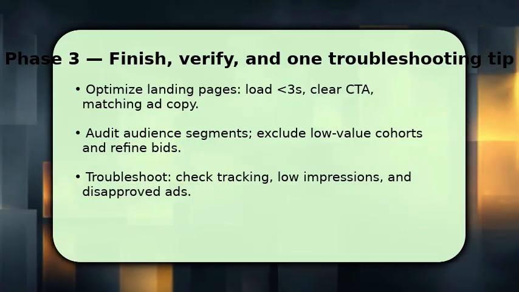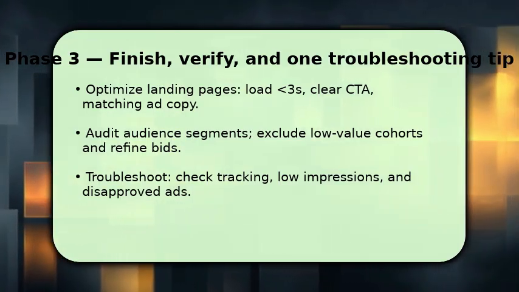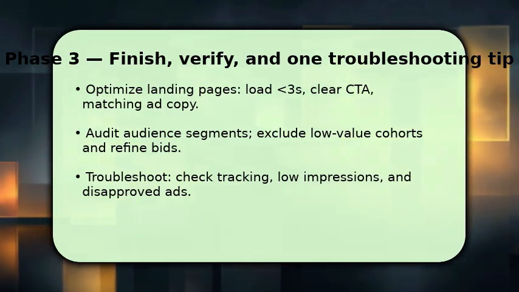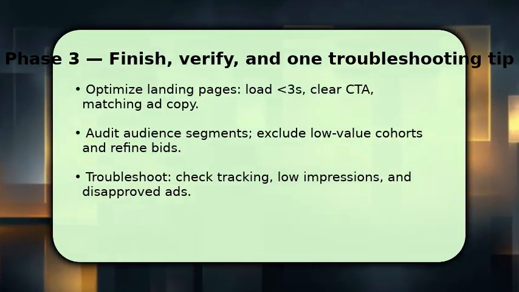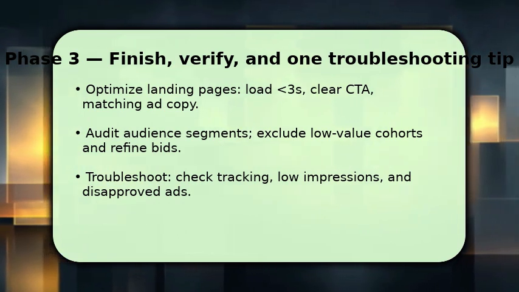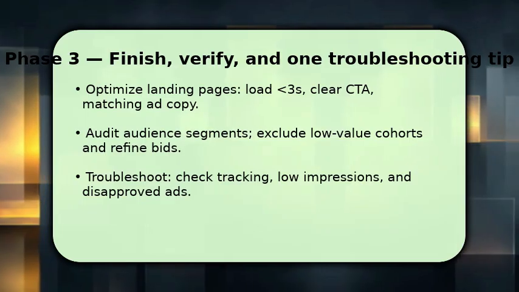If results drop, troubleshoot systematically. Verify conversion tracking and tag firing, resolve disapproved ads, and inspect search impression share for budget or bid caps. Make small iterative changes, then monitor metrics daily until profitable scale is reached.